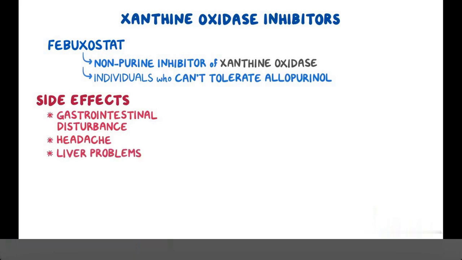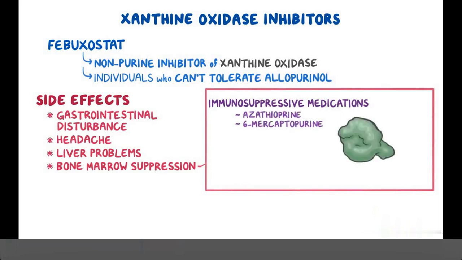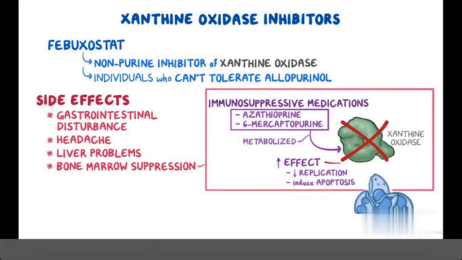It's important to note that xanthine oxidase inhibitors can cause bone marrow suppression in individuals treated with immunosuppressive medications, such as azathioprine and 6-mercaptopurine. These medications are normally metabolized by xanthine oxidase. Therefore, inhibition of their metabolism will increase their effect, which is known to decrease replication and induce apoptosis of white blood cells. In order to prevent this, the dose of the immunosuppressive medication should be reduced when there's concurrent use of allopurinol.